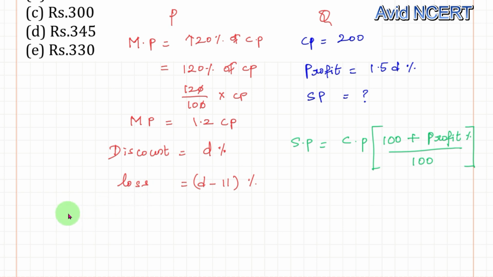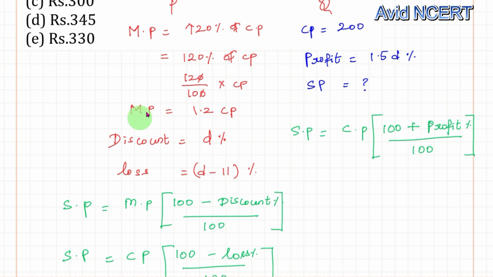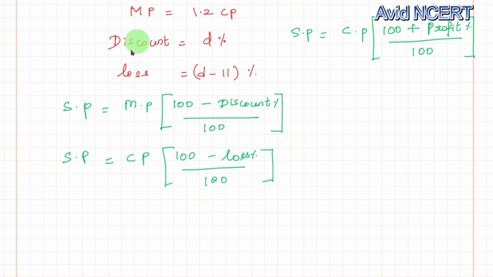There'll be a slight change here because we know only the mark price. So selling price equals mark price times (100 minus discount percentage) divided by 100. Or if you use the loss, the formula will be selling price equals cost price times (100 minus loss percentage) divided by 100. Don't get confused, all the formulas are almost the same. First I'm going to use only these two values, mark price and the discount, to find the selling price.